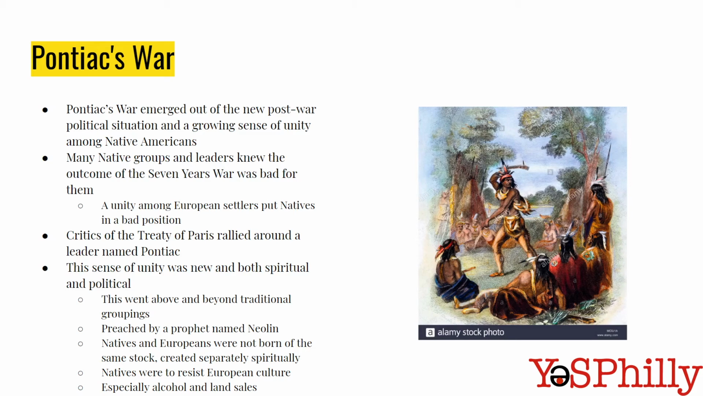And Neolin and his allies encouraged natives to resist European culture, European weapons, European goods, to resist dealing with Europeans. And they especially disliked alcohol and land sales. They were afraid of the impact of alcohol on their community through addiction, and they were afraid of land sales getting rid of the land that Native Americans were living on. So Pontiac's War emerges out of a growing sense of unity among Native Americans that's becoming stronger, and it's cutting across traditional groupings that separated Native Americans. It could be language, it could be political, and they're centering around this guy named Pontiac. That's where Pontiac's War comes from. He's the leader, or one of the leaders.